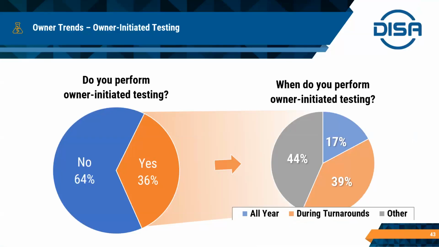And just to clarify for the folks in attendance, owner-initiated testing occurs outside of the typical prescribed pre-employment or randomly scheduled testing. So this is something where the site is dictating additional testing needs to occur. Sometimes it's random. Sometimes it's based on a specific event, like drug paraphernalia being found.